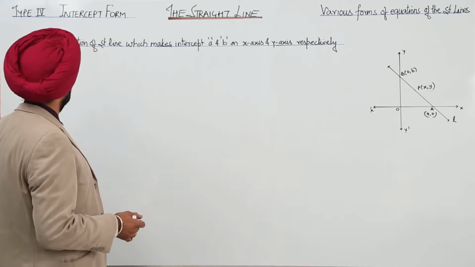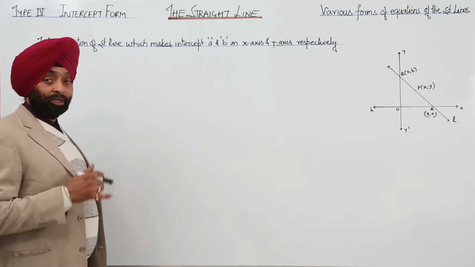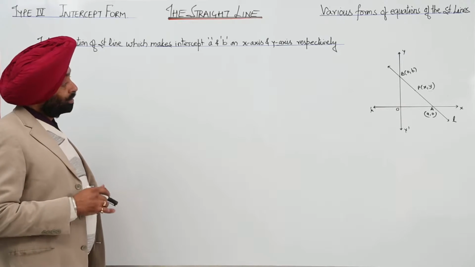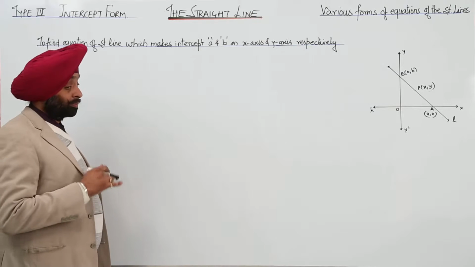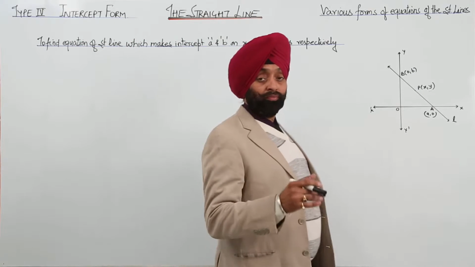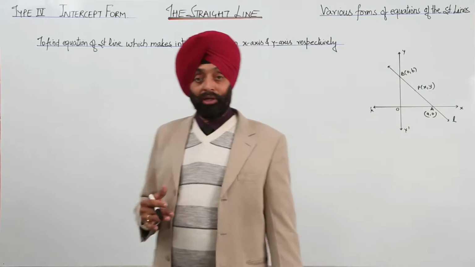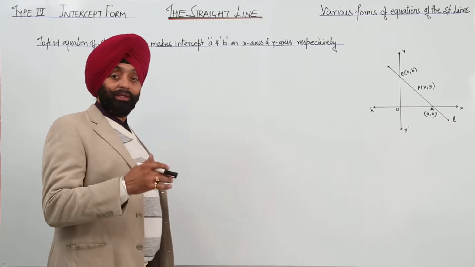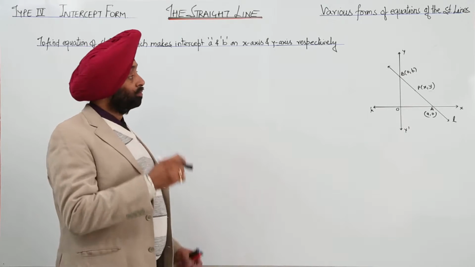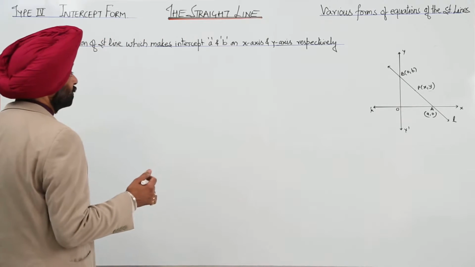Now type 4: we have to find the equation of a straight line which makes intercepts a and b on the x axis and y axis respectively. We have gone through the point slope form, slope intercept form, then 2-point form, and now we have the intercept form, meaning a line cutting the x axis and y axis both. So I have made a figure here. Now let's derive the result.